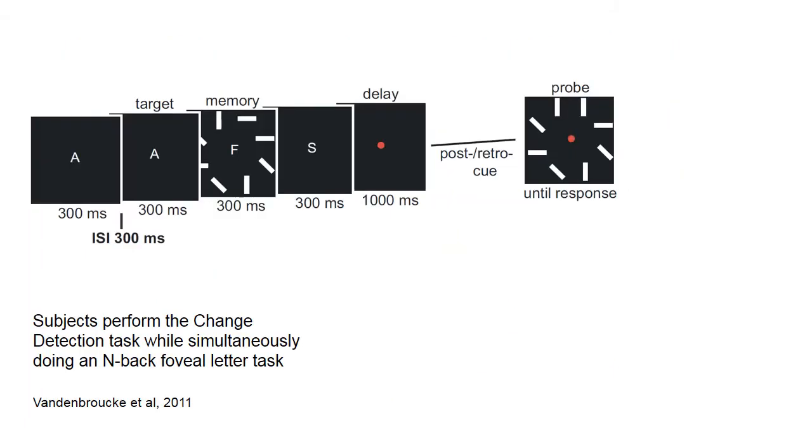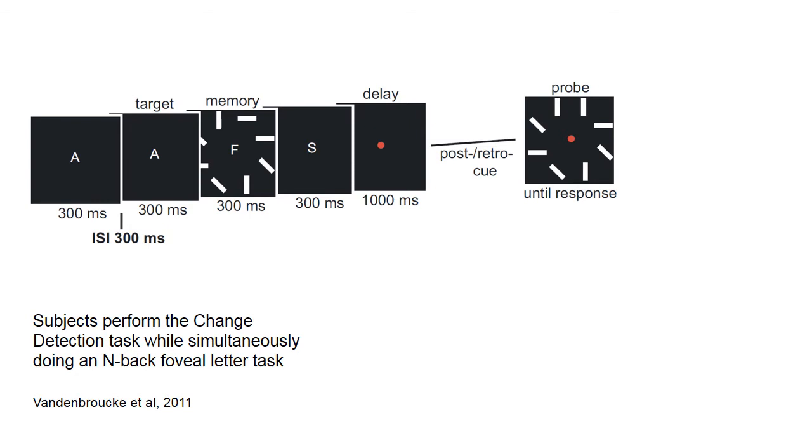To test the role of attention in the two tasks, we performed an experiment where subjects were combining change detection with another task that also demanded attention. Subjects were shown foveally presented letters, 300 milliseconds each. Their primary task was to detect repetitions of these letters, a so-called n-back task. This task is known to demand a high level of attention to the letter stream to perform it correctly.